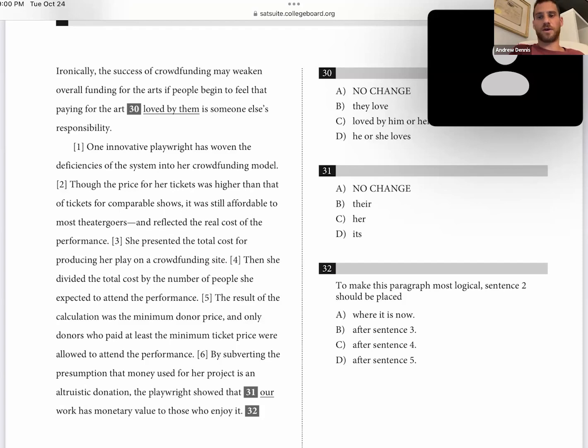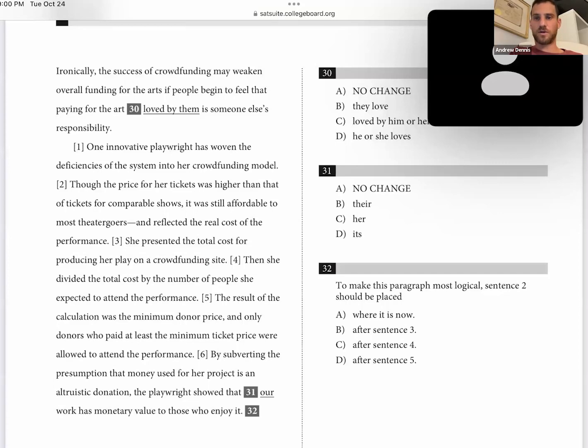And then finally, oh, not finally, to make this paragraph most logical, sentence 2 should be placed where? So where's sentence 2? Though the price for her tickets was higher than that of tickets for comparable shows, it was still affordable to most theater goers and reflected the real cost of the performance. So after sentence 3. One innovative playwright has woven the efficiencies of the system into a crowdfunding model. She presented the total cost for producing her play on a crowdfunding site. Though the price of her tickets was higher than that of tickets to comparable shows, it was still affordable to most theater goers and reflected the real cost of the performance.